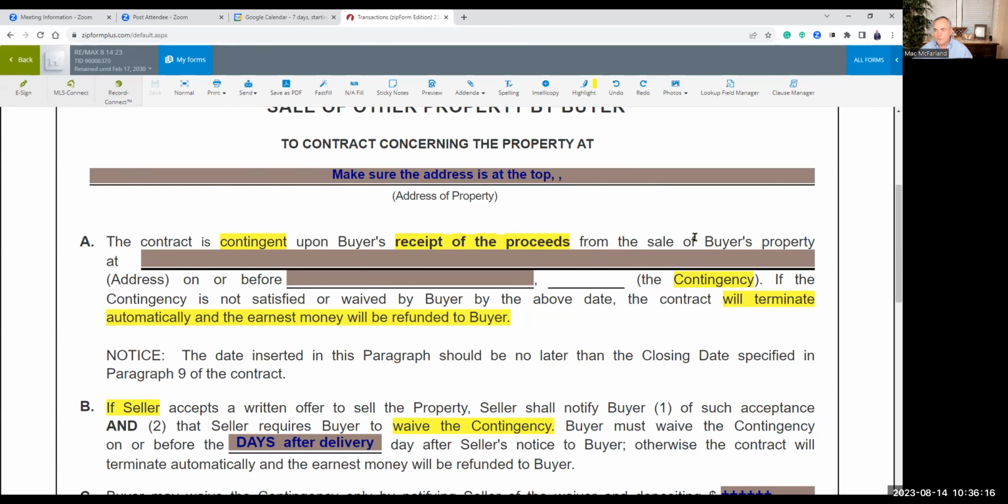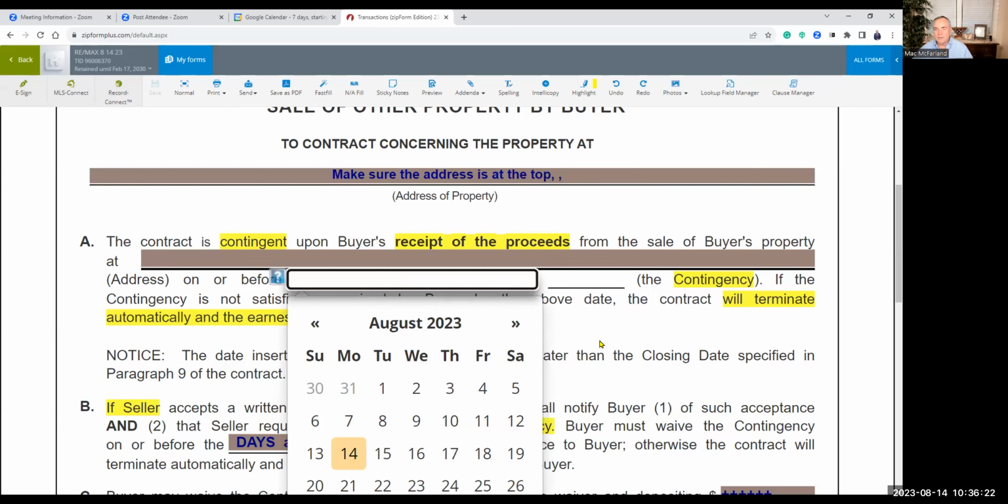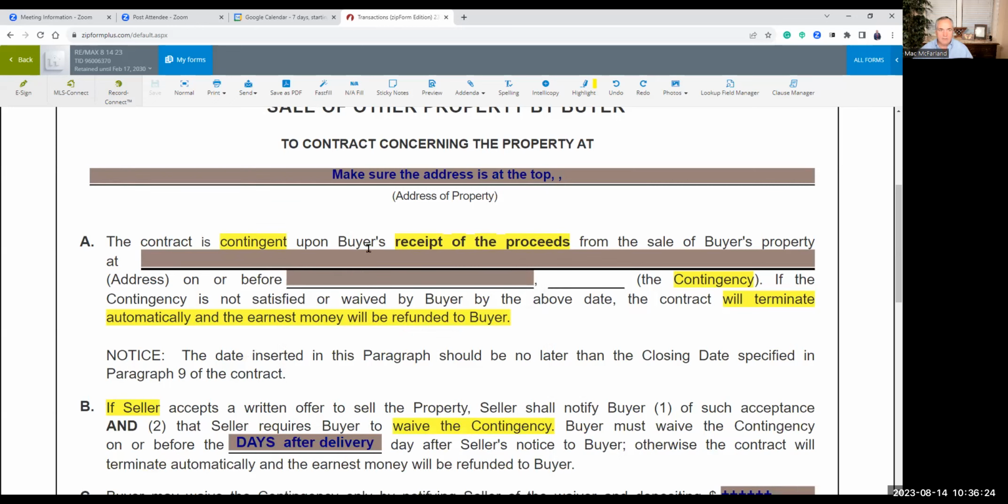So from the sale of the buyer's property on or before this date. So what date do you want to put in there? This contract is contingent for the buyer to sell their property on or before this date. So that's the date that the buyer expects to have been done with their other property.